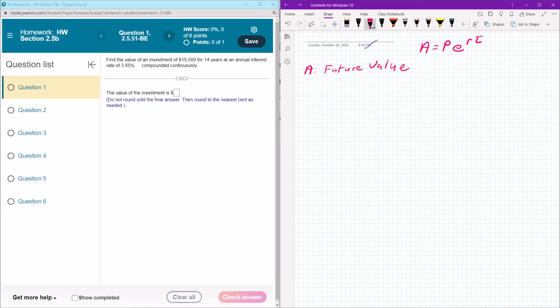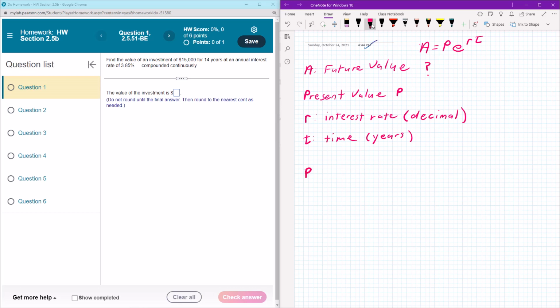Let me do this a little differently. The present value is P. The interest rate, or R, is the interest rate as a decimal, and then T is time in years. Okay, so A is actually what we are looking for. P, which is the present value, is the amount that you invested. So in this case, P is $15,000.